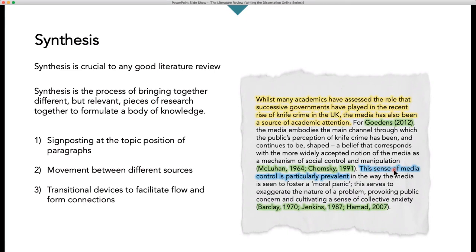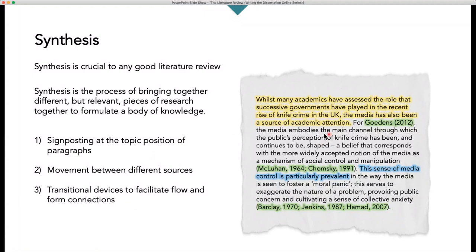There's three main parts to synthesis, as evidenced here on this example. So the first one, signposting the topic position of paragraphs. So the topic position, the first sentence of paragraphs, more often than not, are to specify and signpost for your reader what the paragraph is about, what you're about to read, just signposting forward for them. And that's really important for synthesis because that triggers the subsequent information. That signposts these different sources to come, and it binds them around this particular theme.